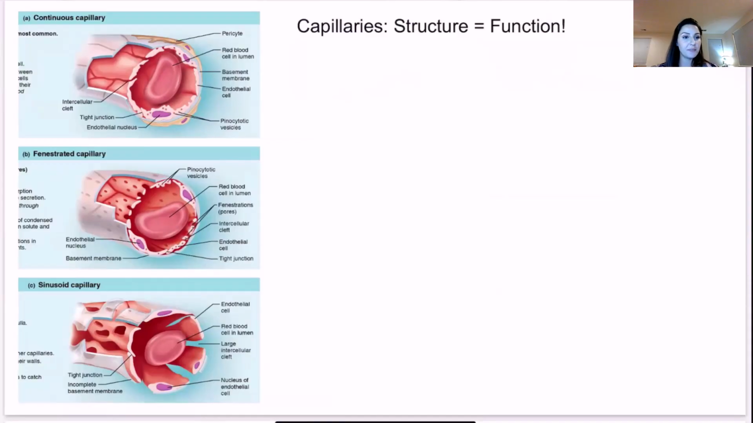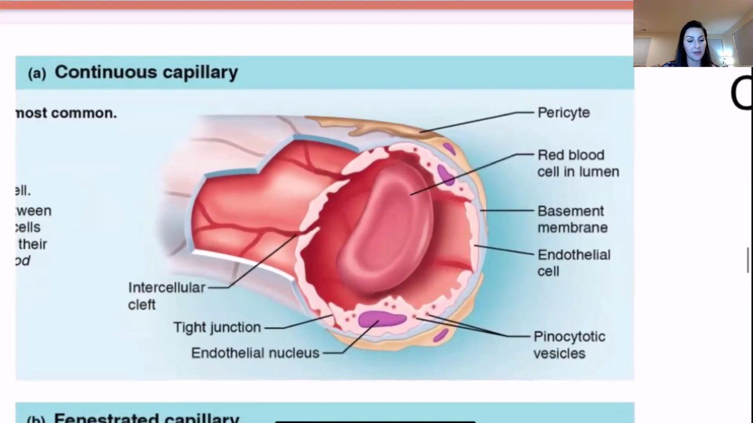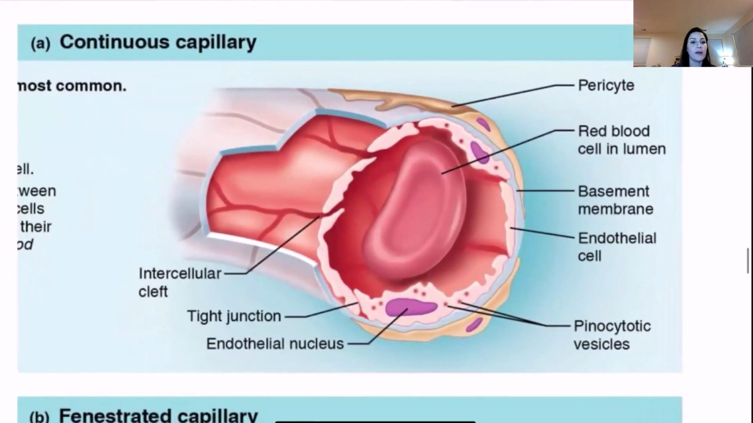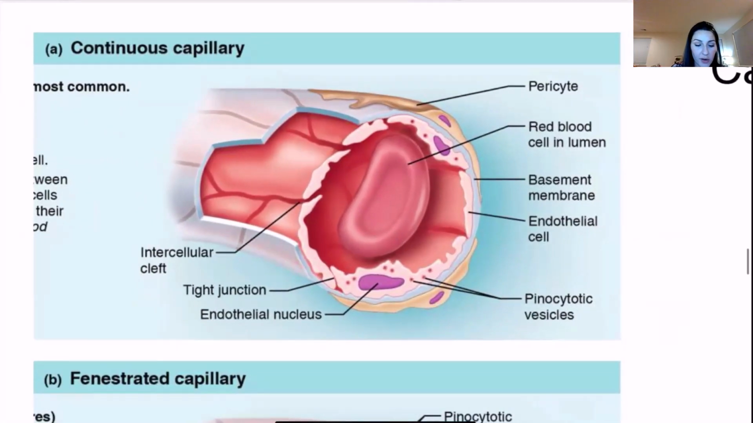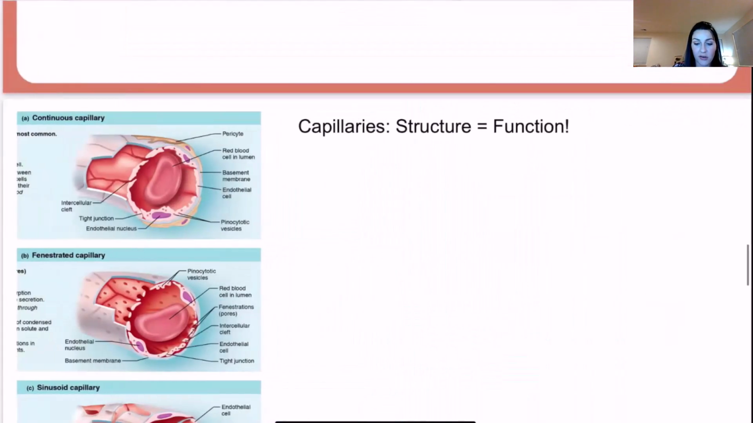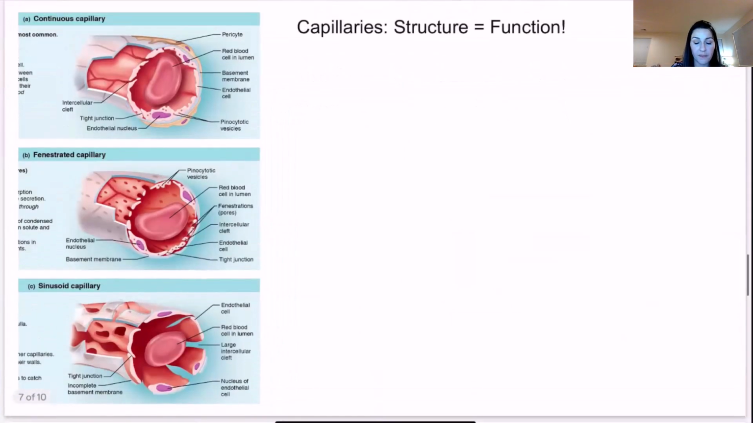This is a picture from your textbook. I'm going to zoom in on each of these. So there's three main types of capillaries I want to talk to you about. So the first type is a continuous capillary. Continuous capillaries are the most common capillaries that we have. And when we think about a capillary, before I jump into the specific types, I should draw for you what we know. So capillaries look different, but generally this is what happens.